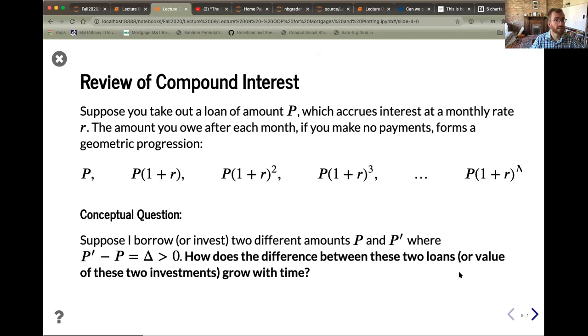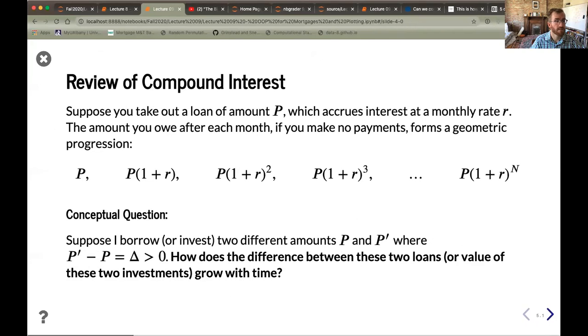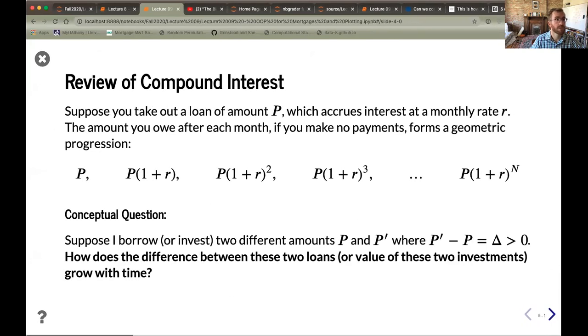All right, so let's try to understand exactly how compound interest works. And to do this, I'm gonna go ahead and expand this so we can see the equations here a little bit better.